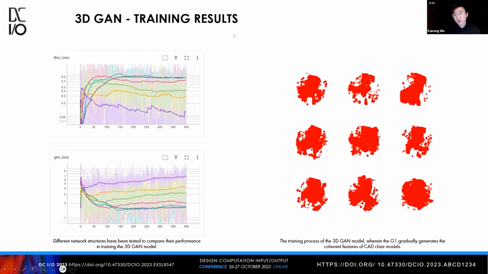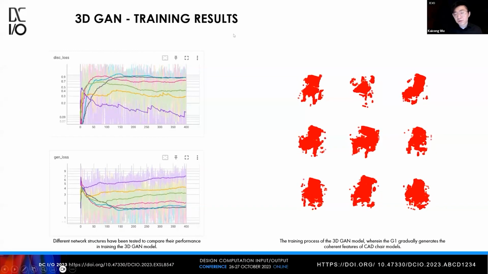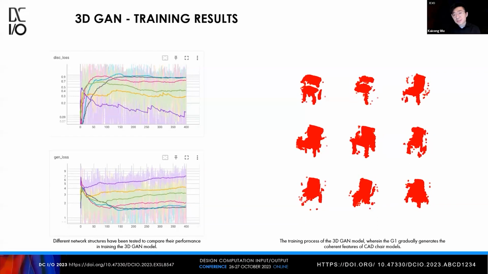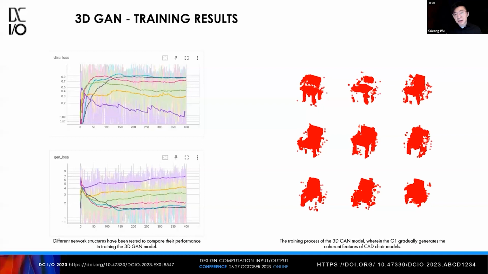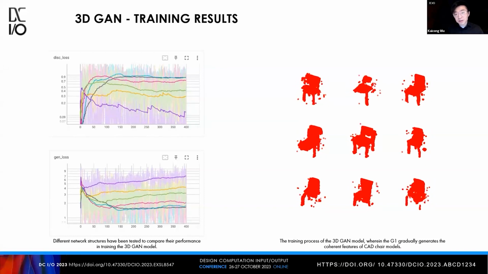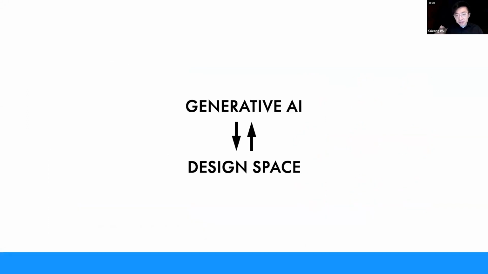For the GAN model, there were a lot of discussions previously about how we can reduce, for example, the noise and how to make the results more realistic. But to us, the beauty of the GAN model is that it provides a generator but at the same time a discriminator. In our research, the discriminator is much more highly valued, because finally what we want to achieve is to establish the connection between generative AI and the digital design space that a professional designer normally works with.